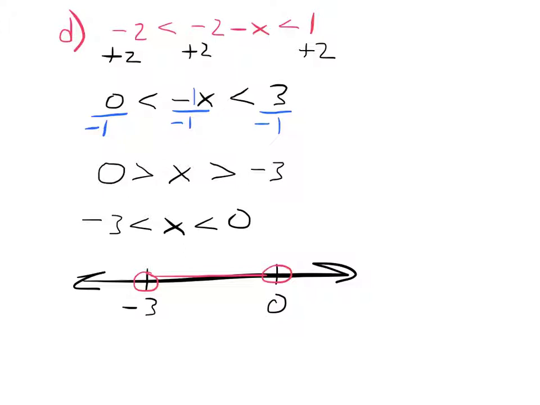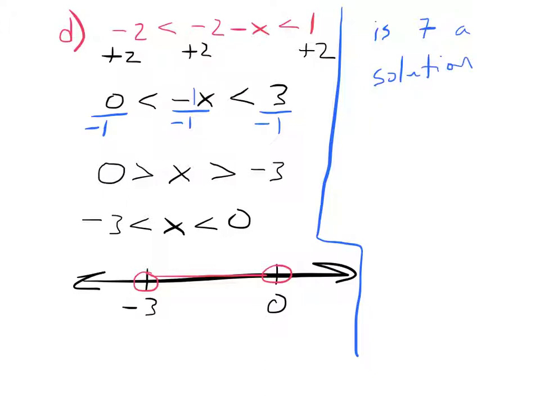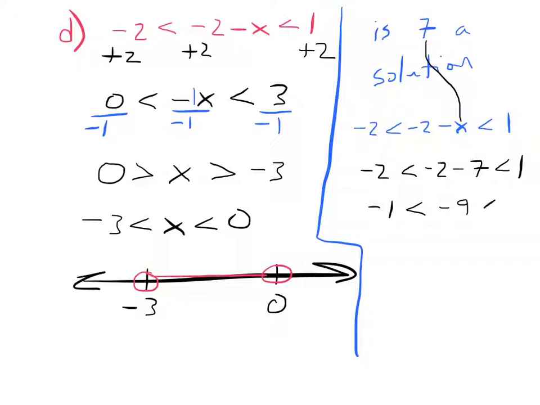One thing that you will have to watch out for is finding if something's a solution or not. And here's how you'll do it. I'll just put a little note on the side here. Is 7 a solution? And so I'll take the original, negative 2 is less than negative 2 minus x, which is less than 1, and I'll fill in a 7 for x. So negative 2 is less than negative 2 minus 7, which is less than 1. Negative 2 is less than negative 9, which is less than 1.